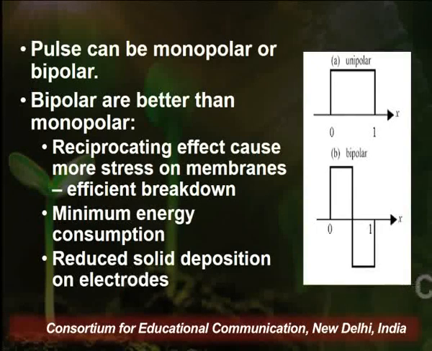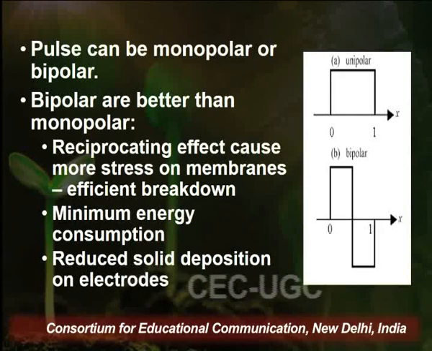Now it is always considered that bipolar waves are better than monopolar waves, and you can see in the diagram that picture A represents a unipolar or monopolar pulse of current, whereas picture B is a bipolar pulse of the current. And we can see that in monopolar we always have a positive flow of the current, whereas in bipolar mode we have both positive as well as negative values of the current, and the average value of the pulse is considered to be the electric intensity.